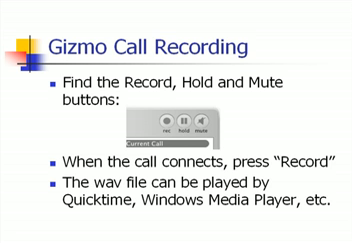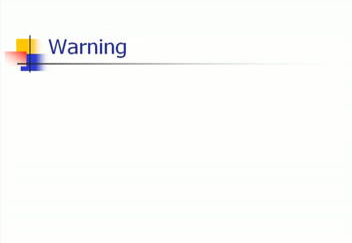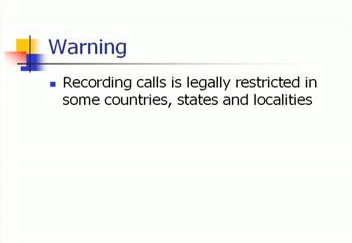When you begin recording the call, the other party will hear an announcement, "Call being recorded." You will not hear the announcement. When you finish recording, the announcement will tell the other party, "Call recording stopped." If you want an MP3 rather than a WAV file, you can import it into Audacity and save it as an MP3. Please note, recording calls is legally restricted in certain countries, states, and localities around the world.